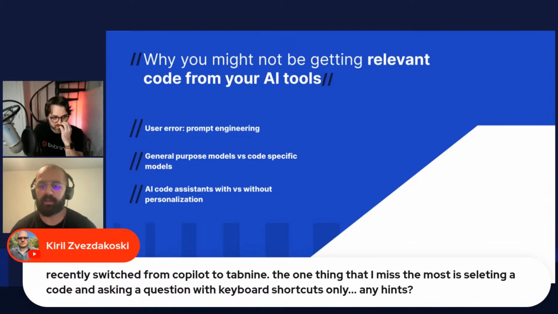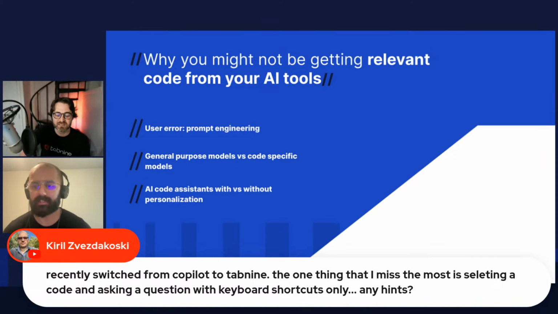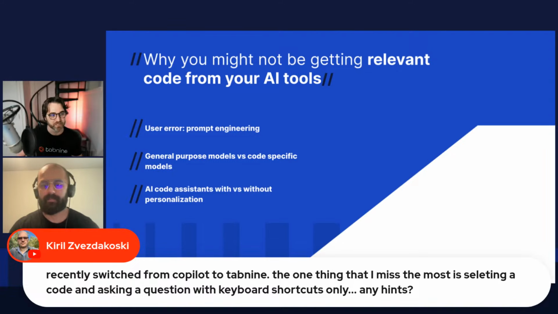Recently switched from Copilot to Tab9. The one thing he misses is selecting a piece of code and asking a question with keyboard shortcuts only. Any hints there? Yes. I think we might have some keyboard shortcuts that will show the chat, but I think I know what you're talking about. And we recently brought that up. So we're having conversations with our UX team.